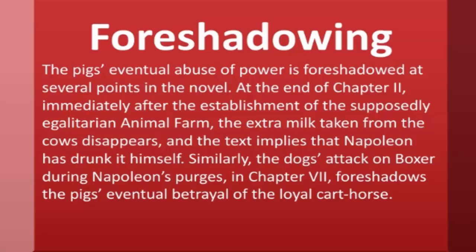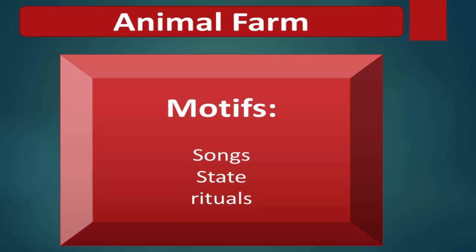At the end of chapter 2, immediately after the establishment of a supposedly egalitarian Animal Farm, the extra milk taken from the cows disappears, and the text implies that Napoleon has drunk it himself. Similarly, the dogs' attack on Boxer during Napoleon's purges in chapter 7 foreshadows the pigs' eventual betrayal of the loyal cart horse. Motifs: songs, state rituals.